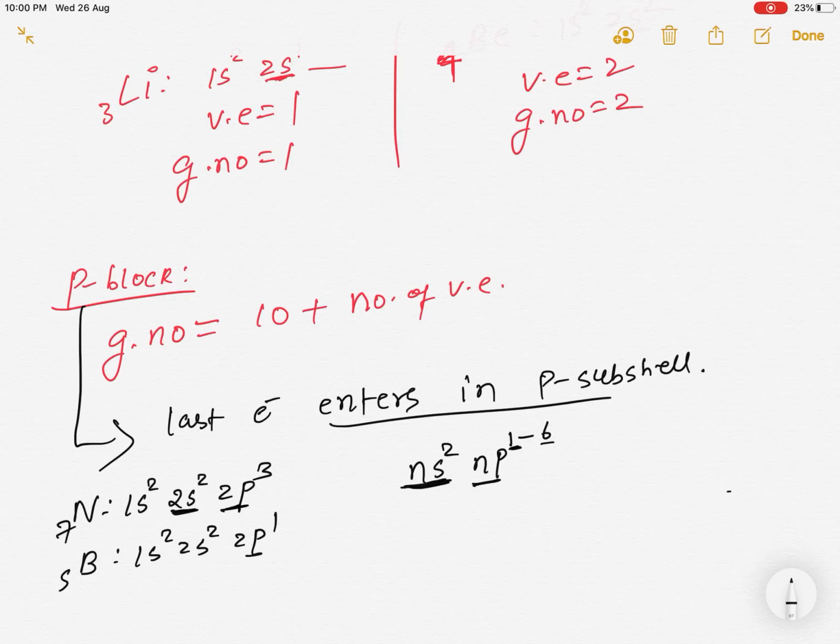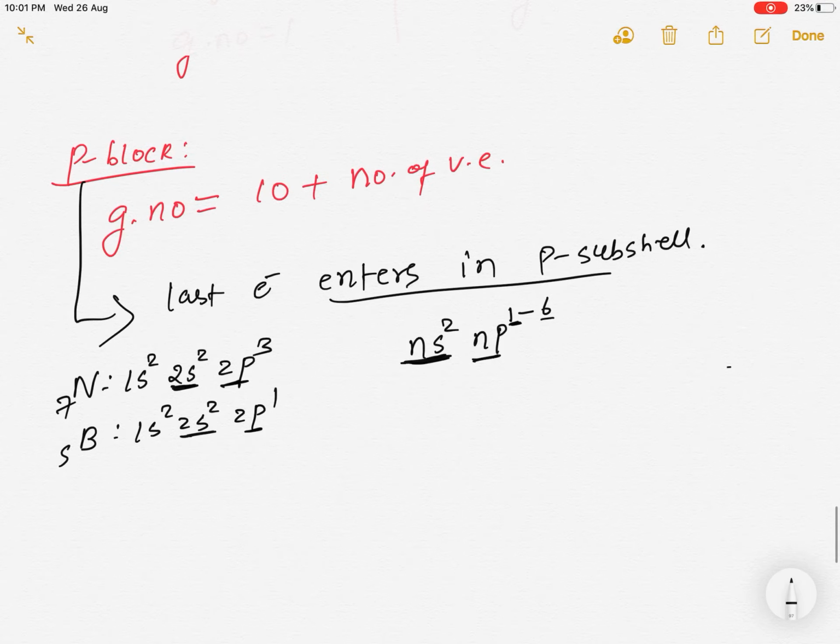So if the last electron has to be in the p subshell, it can be either 1 or 2 or 3 or 4 till 6. That's the maximum capacity of p, right? So it starts from p. So even if you have 1 electron in p, s has to be fulfilled, right? So that's why you see that for nitrogen, n is the valence shell number over here. Remember, for nitrogen we see the second shell is the valence shell.